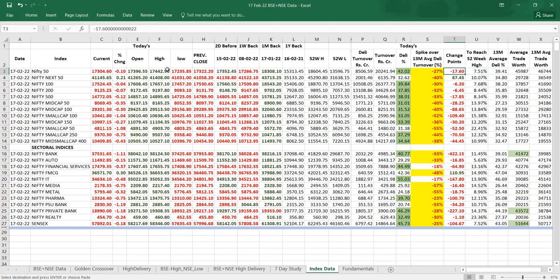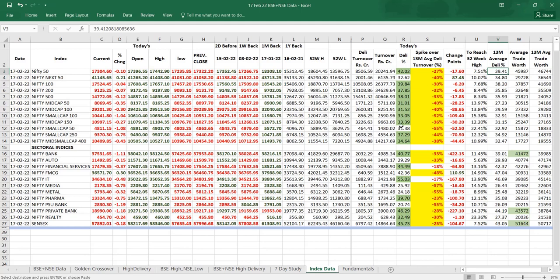We have seen the percentage change in the D column. Now in the T column, what is in points? That is the difference between the previous day's closing and today's closing. Then I keep tracking how much percentage is required to reach the 52-week high. And the same way, the 13-month average delivery percentage. It's not in order because when I added new columns, I just added them next to the last column.